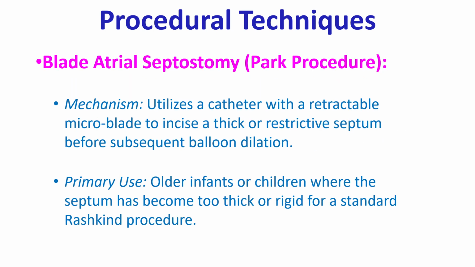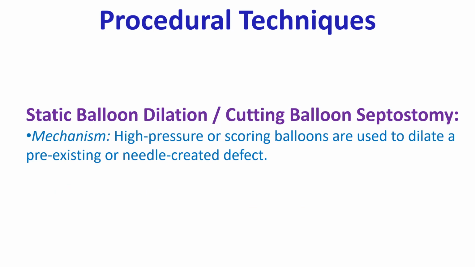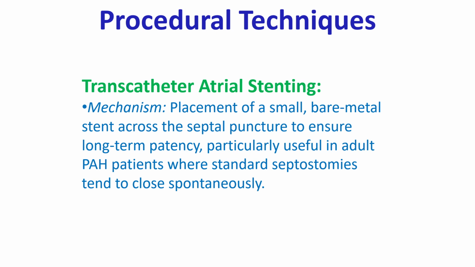Blade atrial septostomy, Park procedure: utilizes a catheter with a retractable microblade to incise a thick or restrictive septum before subsequent balloon dilatation. Used in older infants or children where the septum has become too thick or rigid for a standard Rashkind procedure. Static balloon dilation or cutting balloon septostomy: high-pressure or scoring balloons are used to dilate a pre-existing or needle-created defect.